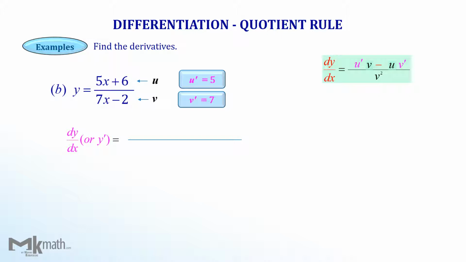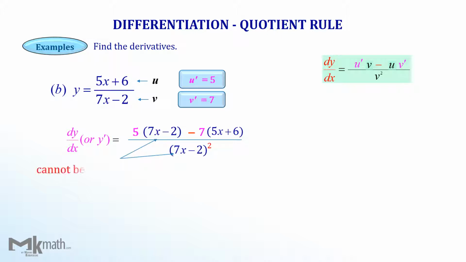The first term should be u prime, 5, times v, which is 7x minus 2. Please make sure to have the minus sign on the numerator. The second term is u times v prime. Since u times v prime is the same as v prime times u, we can exchange the order. Finally, place v squared on the denominator.